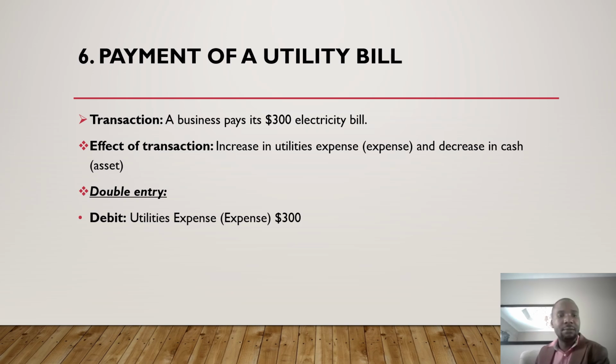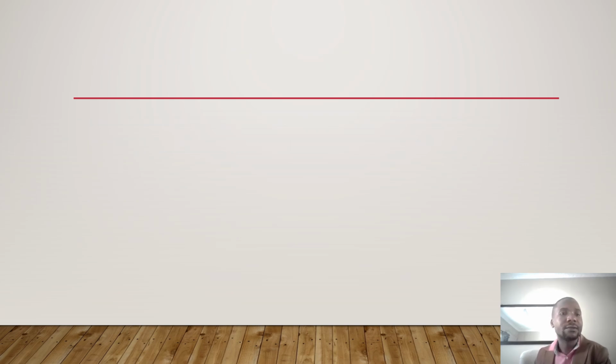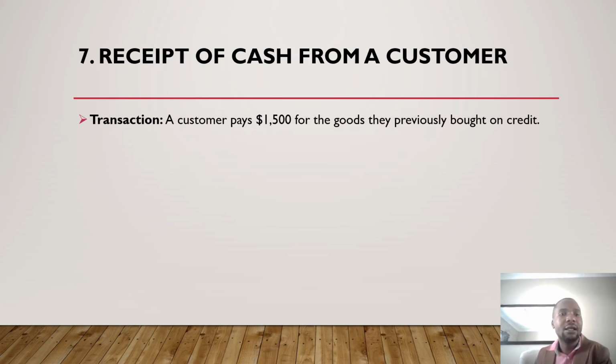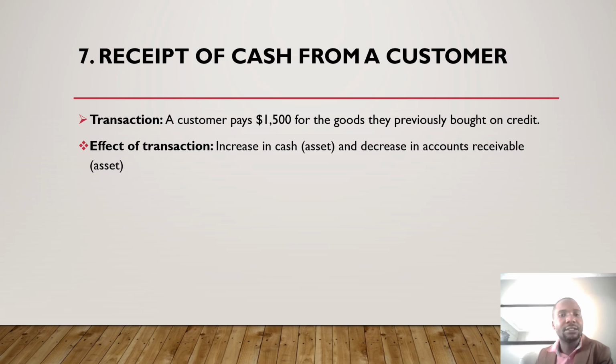Therefore, we're going to debit the utility expense account, and a corresponding credit entry goes to the asset account of cash. Okay, example number 7, receipt of cash from a customer. Now, supposing a customer that orders amount is paying $1,500 for the goods they previously bought on credit. What's the effect of this transaction?